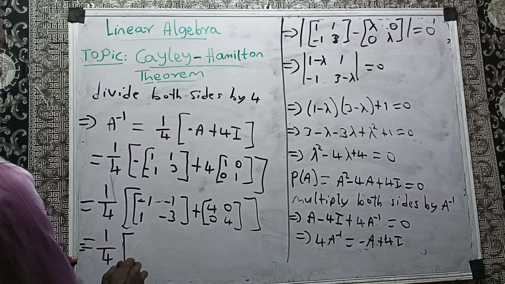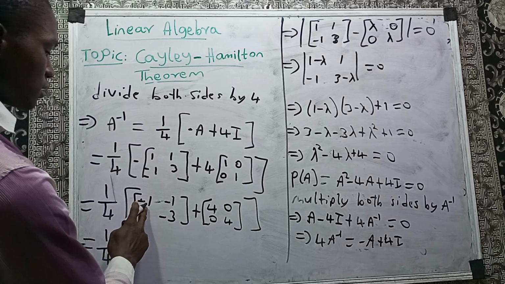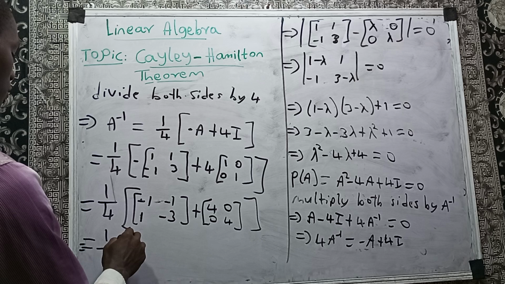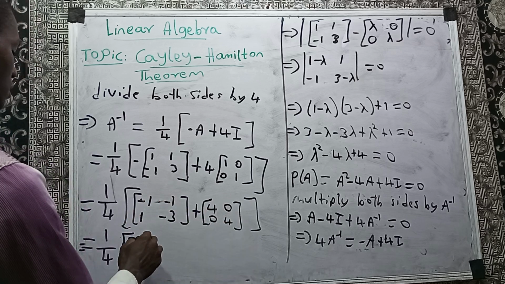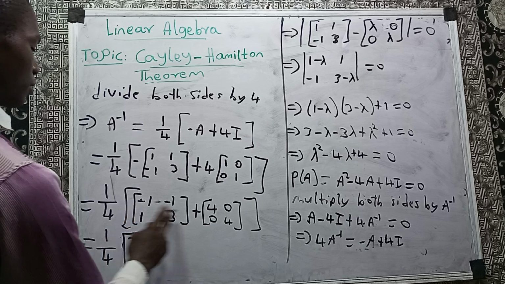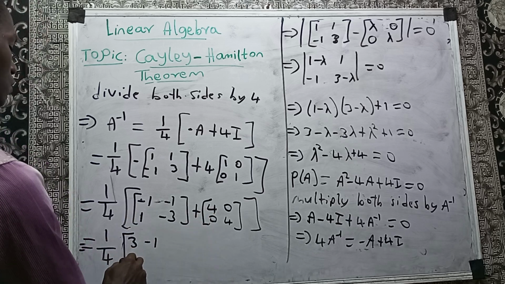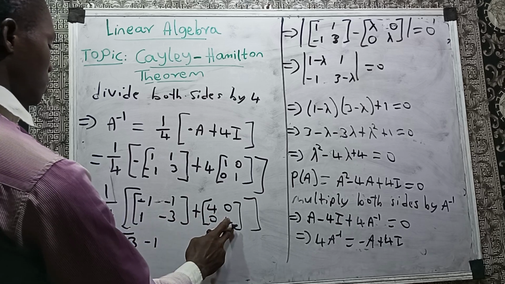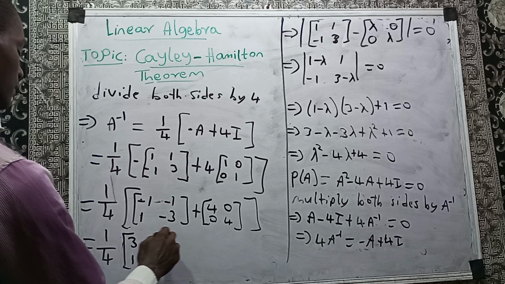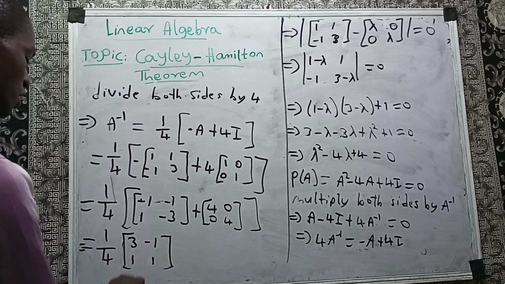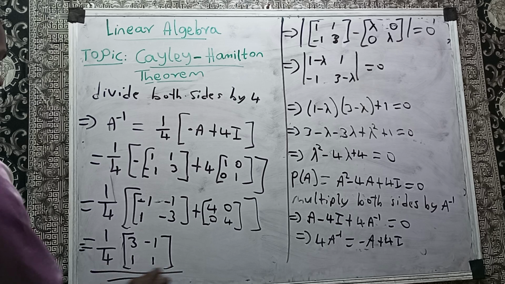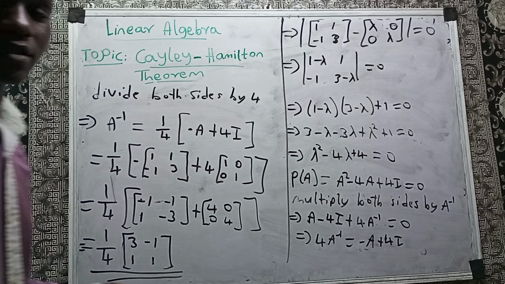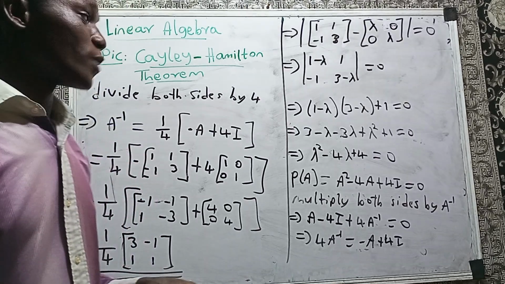So this is 1/4 of, let's add. Negative 1 plus 4 will be what? 3. Negative 1 plus 0 will be what? Negative 1. 1 plus 0 is what? 1. Negative 3 plus 4 will give you what? 1. So this will give you the inverse of this very 2 by 2 matrix.